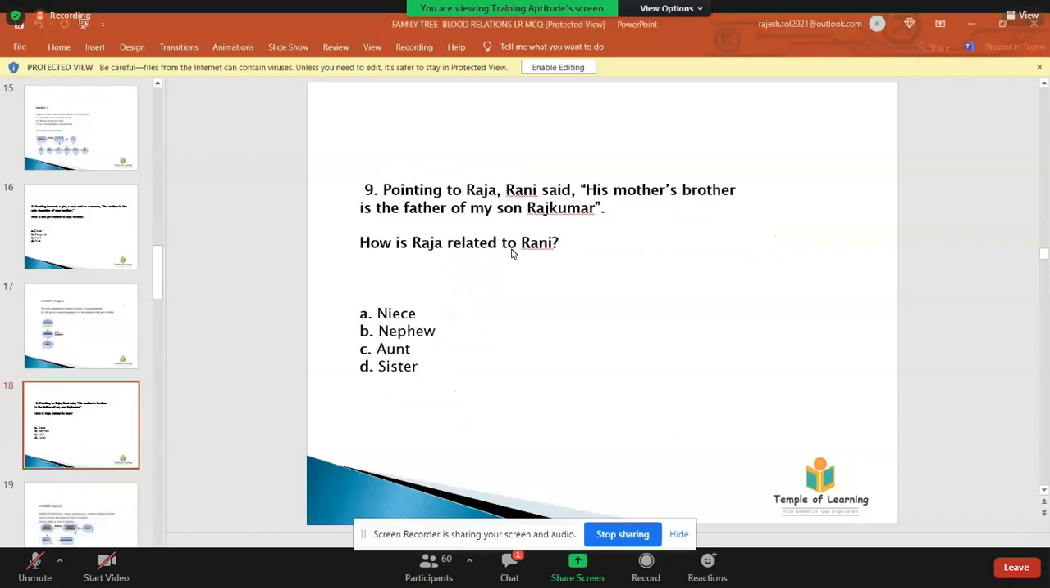Next question. Pointing to Raja, Rani said, his mother's brother, mother's brother means Mamaji, is the father of my son, Rajkumar. My God. Raja, Rani, Rajkumar. Interesting.